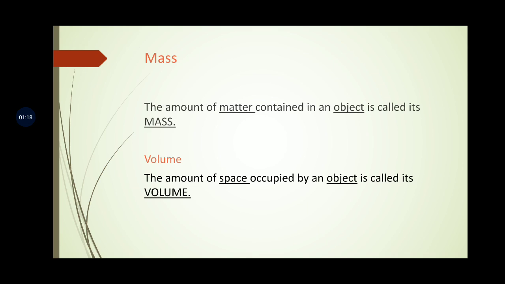Okay, now there are two new words that come to our minds, mass and space. First of all, mass. The amount of matter contained in an object is called its mass.